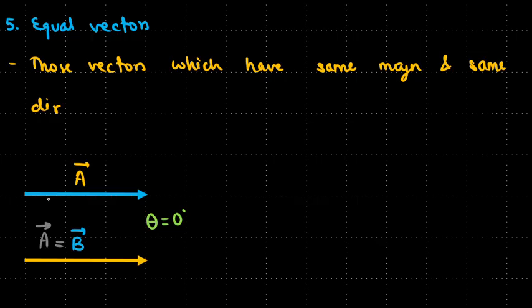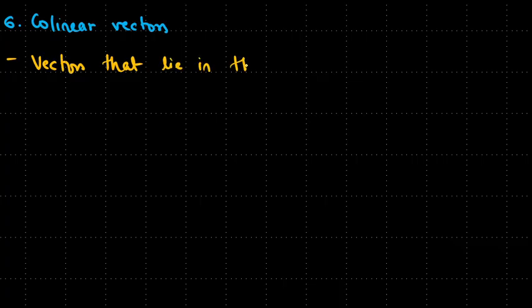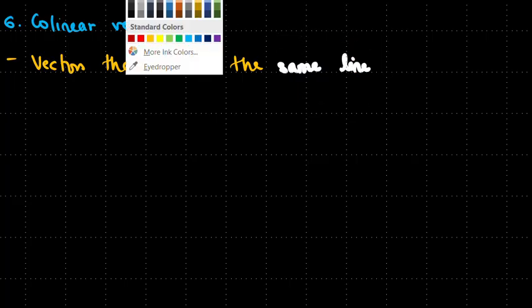Now let's take a look at another one. I think the sixth one that we're going to look at is collinear vectors. So what are collinear vectors? Co meaning same, linear meaning a line. So they must lie on the same line. So vectors that lie in the same line. The key point is the same line. They must lie on the same line.